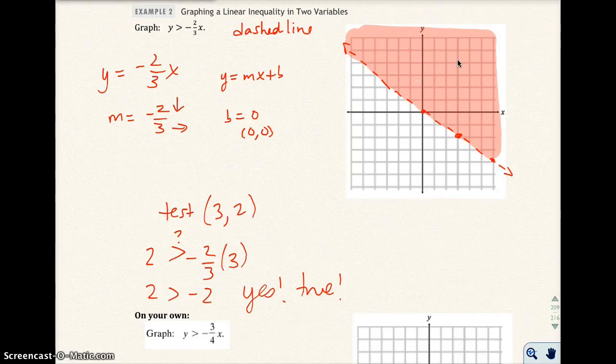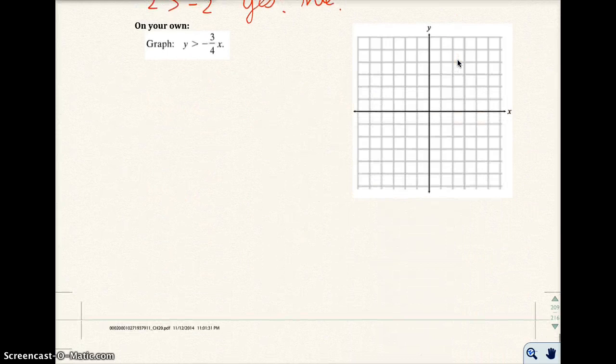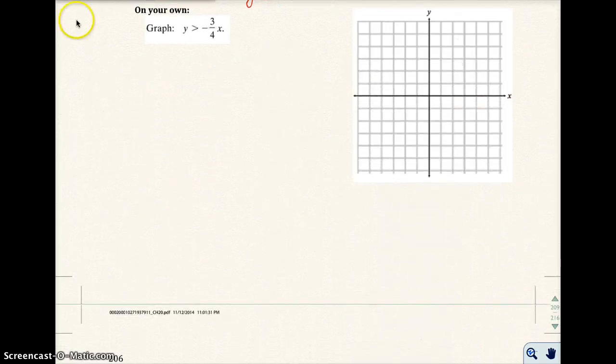Okay. So on your own, go ahead and graph this inequality and then do the thing that I just did in that last example. Go ahead and pause your video.